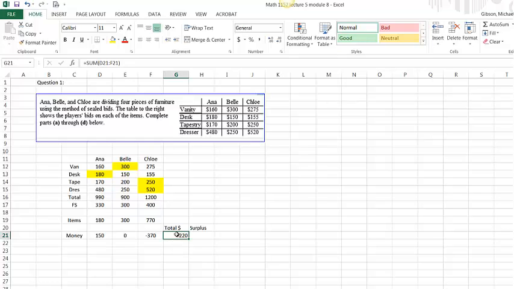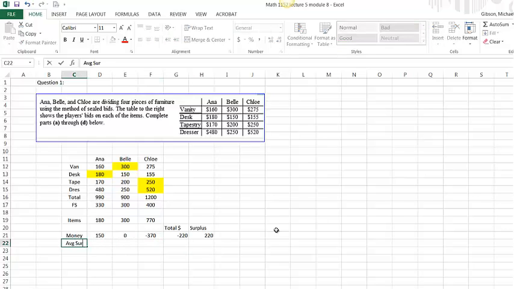In this case, this minus 220 is from the perspective of the players. Anna's going to get 150, Chloe owes 370. The total is that the players as a whole owe $220. But from the perspective of the estate, that means the estate is making $220, right? It's the opposite. Okay?